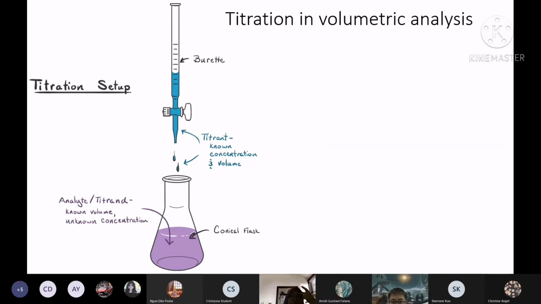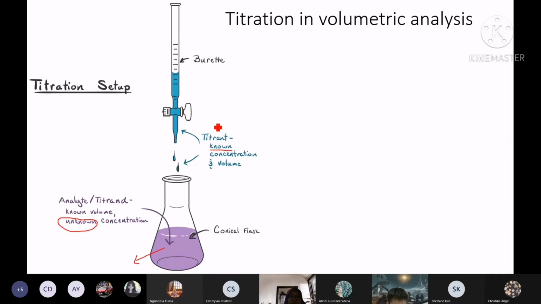What is actually volumetric analysis? It is analysis to find the concentration of unknown solutions. How do we know the concentration of unknown solutions? We use another solution, also known as the known solution, because we already know the concentration of this solution.